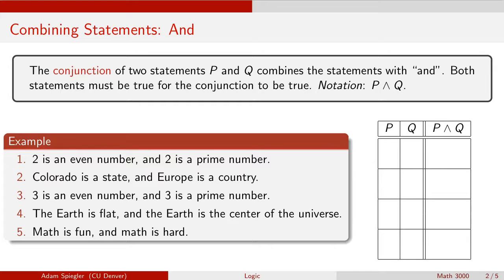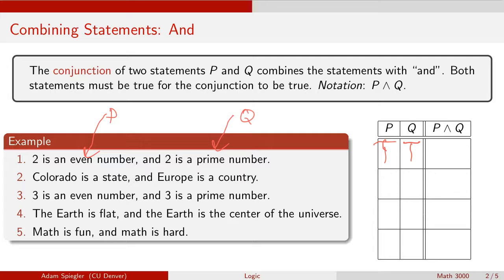So let me start with the first one over here, which says 2 is an even number and 2 is a prime number. So what we can think about, first of all, is that 2 is an even number. That's like our P. And 2 is a prime number. That's another statement, which is Q. And in their own right, each of these sentences, because they're statements, we can determine whether they're true or false. So 2 is an even number. P, statement P, is true. Q, which is 2 is a prime number. 2 also is a prime number, so that is true.